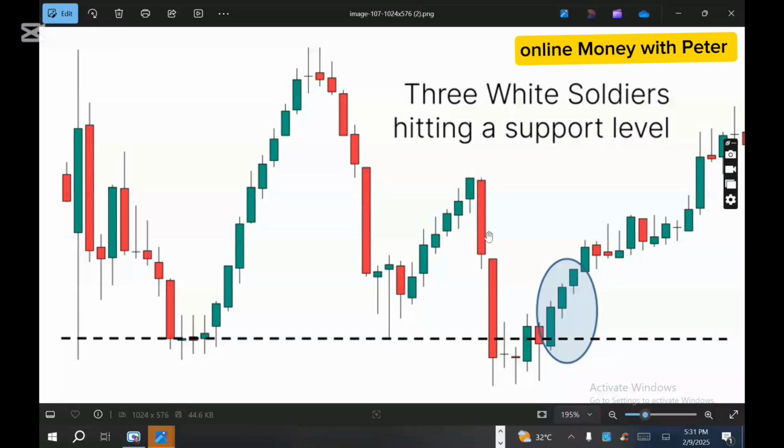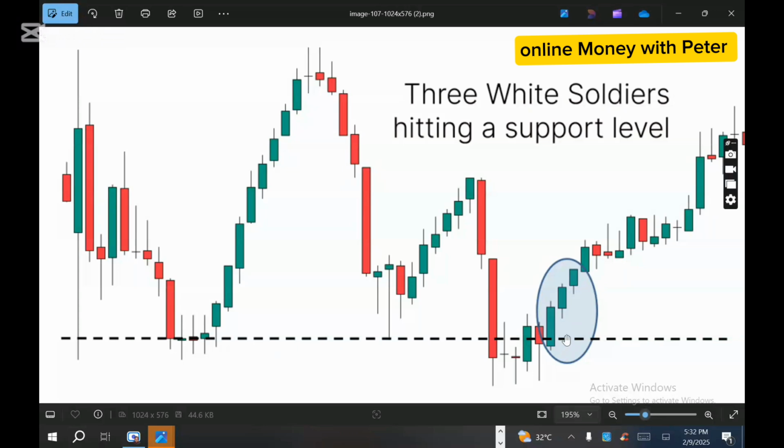All right, so this is the psychology behind the formation of these three white soldiers, and this is how to trade it. It must appear on a strong support. Not every location is reliable. It must be on a strong, reliable support.